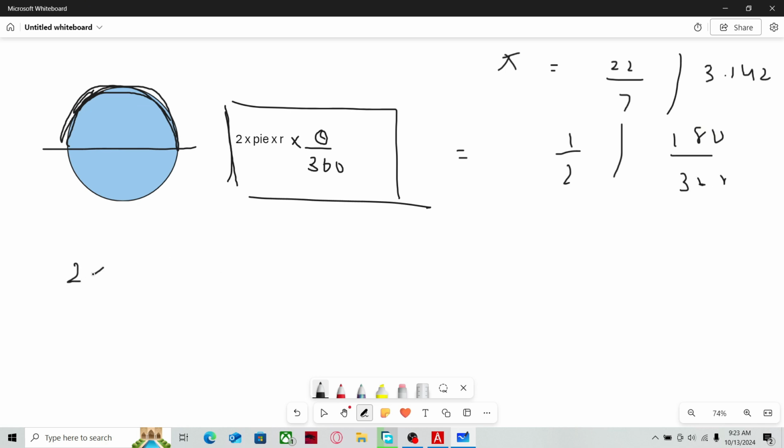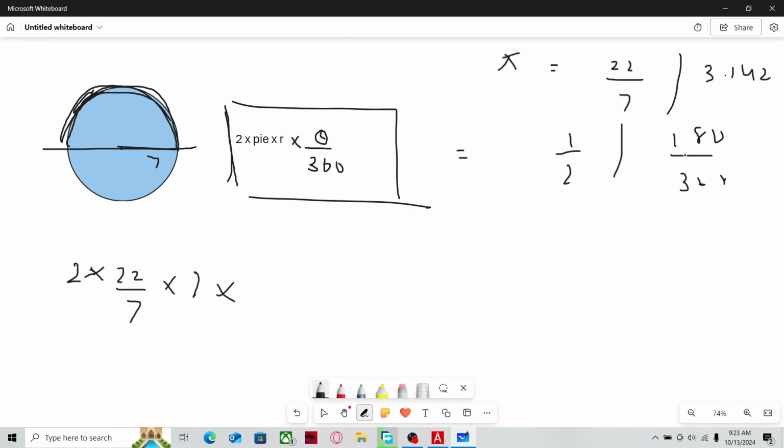So it's 2 into what's the pi? It's 22 over 7, right? 22 over 7 into radius. Now I have not mentioned the radius, so let's put the radius 7. I'm just going to give you a radius 7, right? We want to find the half of the arc length. Let's put 7. And now the new formula, what is that?